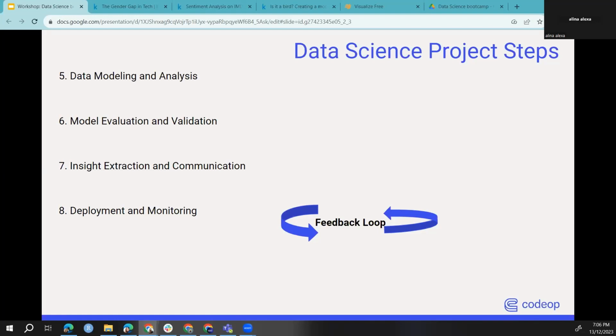In step 7, that's where we get the extraction of the insights, and that's where you could communicate the results and interpret the results to the stakeholders, whether it be your boss, the board meetings or management, etc. And normally, when you do that, you deploy a solution, right? And then you monitor it.